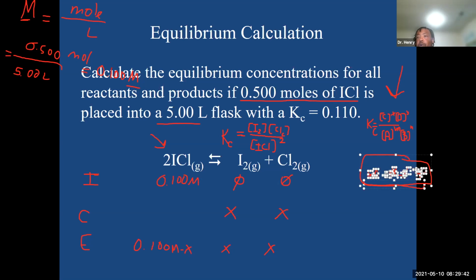Okay, so now we have the ICE table, right? And so we know that we're saying this is happening at equilibrium. We know the constant, right? They're giving us the constant. So then we just plug in our X values and we solve for X, right? So what are my X values? What are my values for equilibrium that I'm solving for?